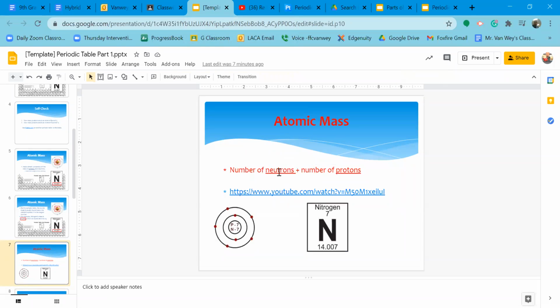So to find the atomic mass, we take the neutrons and we add it to the protons. So we take the 7 neutrons that are usually in nitrogen and we add it to the 7 that are listed here, and that gives us the mass. Okay.